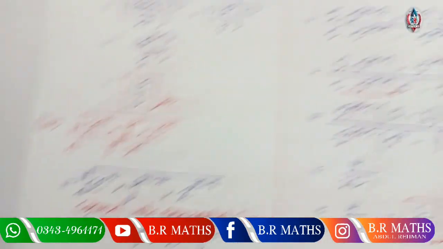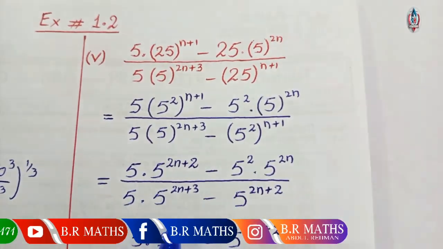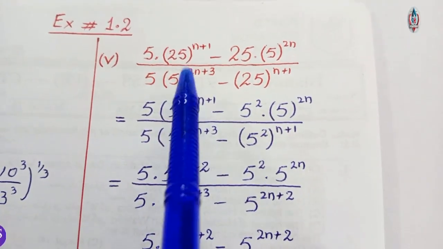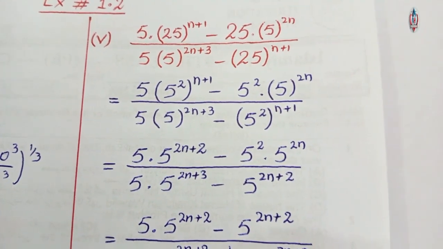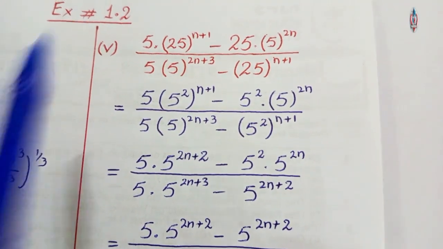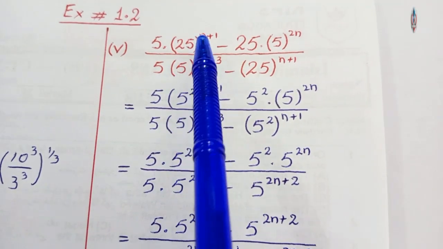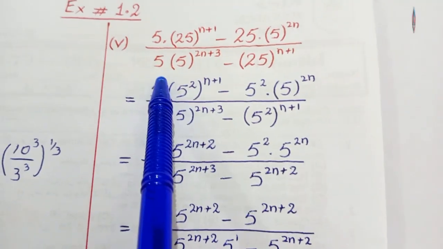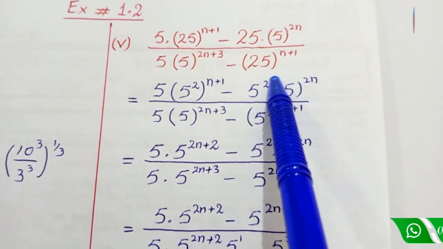And the next part 5, so this is the long question, important long question, similar to the previous question. Question number 2, second part: take the factors and then apply the laws. So firstly, 5 multiply 25 raised to power n plus 1 minus 25 into 5 raised to power 2n, divided by 5 into 5 raised to power 2n plus 3 minus 25 raised to power n plus 1.